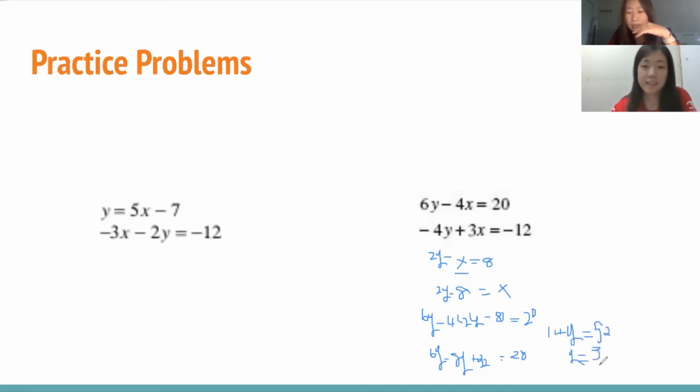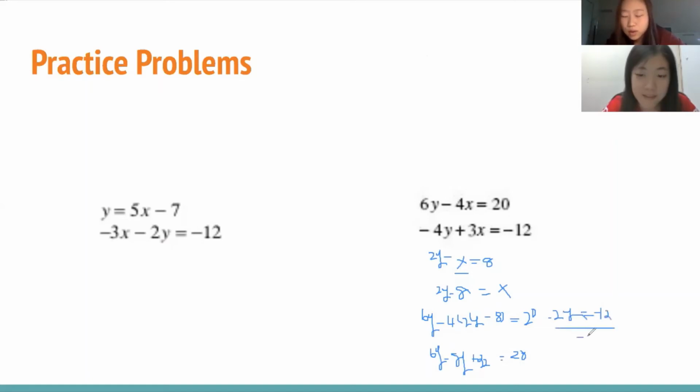Yeah. No. Oh, I did it wrong. It's supposed to be negative 2y equals negative 12. Then you divide by negative 2. So y equals 6. Okay, that's how it works.